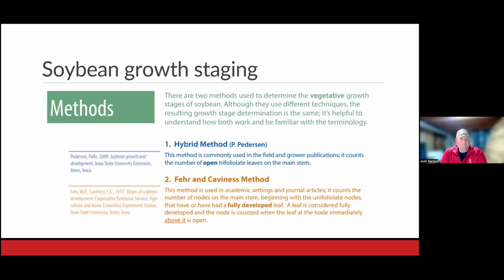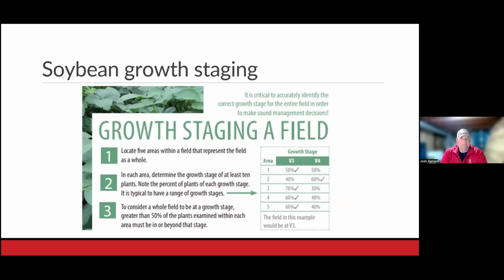Okay, there's a couple of methods here for doing that soybean growth staging. I just wanted to share that within Sean's guide that I pulled all these snapshots out of. He talks about the difference between the node method and the leaf method, or that trifoliate leaf method.